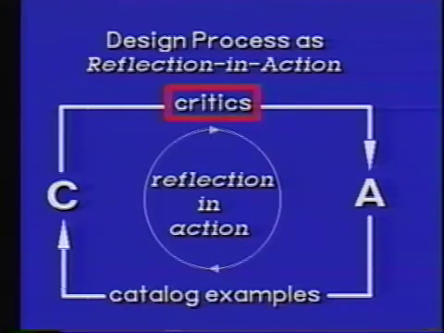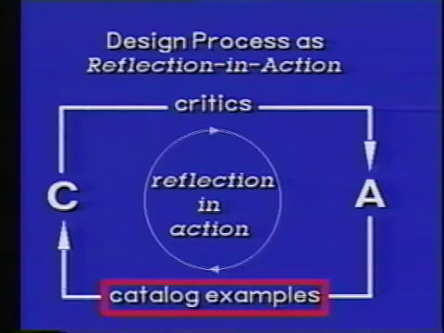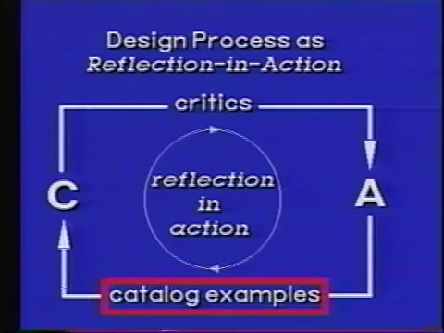Critics identify breakdown situations, such as the violation of design rules, during construction and link them to relevant reference information. Argumentation is the activity of reflecting, thinking, or talking about the design to resolve breakdowns by deliberation. Catalog examples contextualize argumentation and link argumentative contexts, such as the resolution of a breakdown, back to new construction situations.